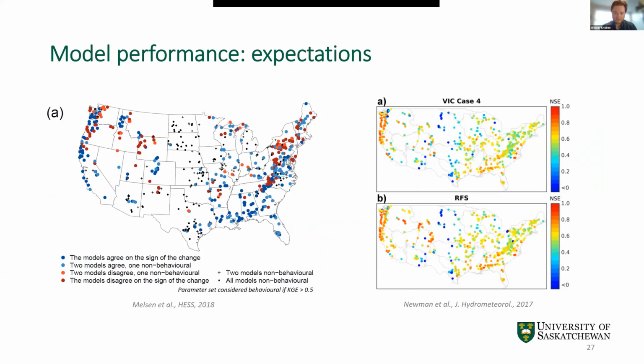Now, we are, of course, not the first people to try large sample modeling, and we can define some expectations of what we expect to see. On the left here, again, we see that figure from the Melsen et al. paper, and this time I think we should focus on these black dots and crosses here and here. Now, these icons indicate that the models are non-behavioral, or all of them are non-behavioral. And in this particular study, that means that these models do not get a KGE score above 0.5.